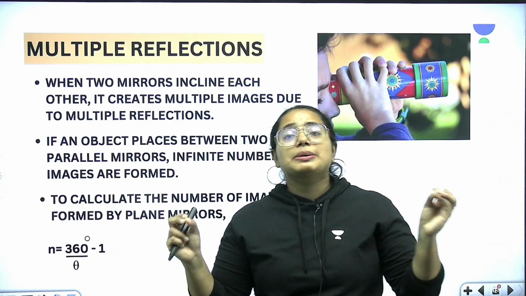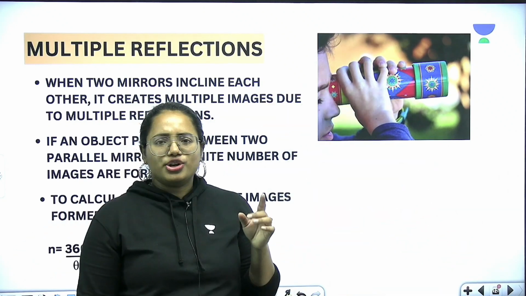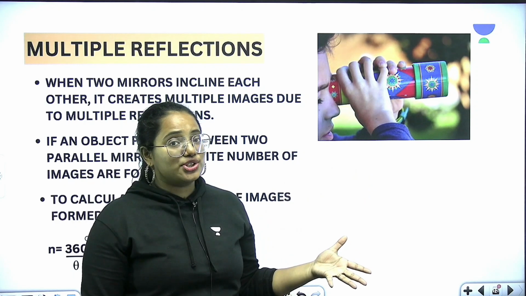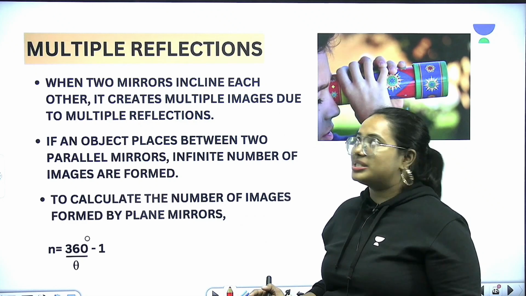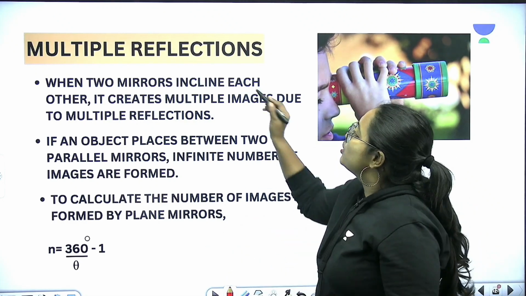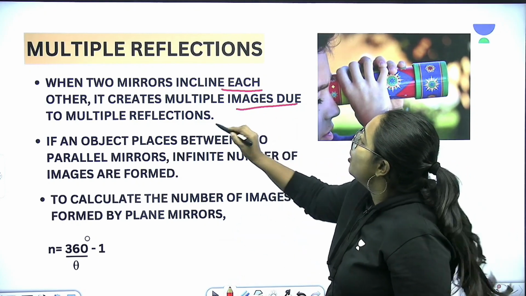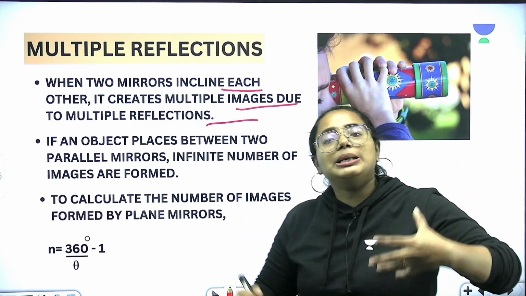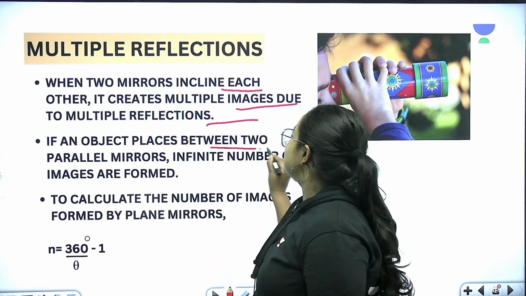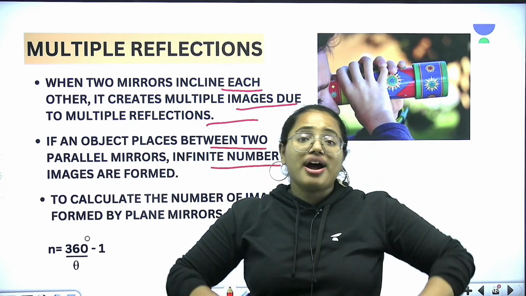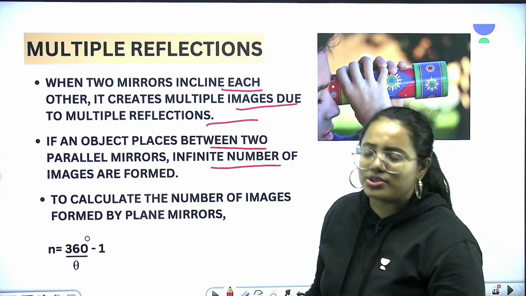It's all about multiple reflections. Where do we apply? Kaleidoscope, right? You might have seen a kaleidoscope in your day-to-day lives. It creates different kinds of patterns when you look into it. Why? It's because of the multiple reflections. So when two mirrors are inclined to each other, it creates multiple images due to multiple reflections. So if you are able to see multiple images, then you have to understand that there are multiple reflections happening. Similarly, if an object is placed between two parallel mirrors, an infinite number of images are formed. Infinite. That means there are many images which are forming here.